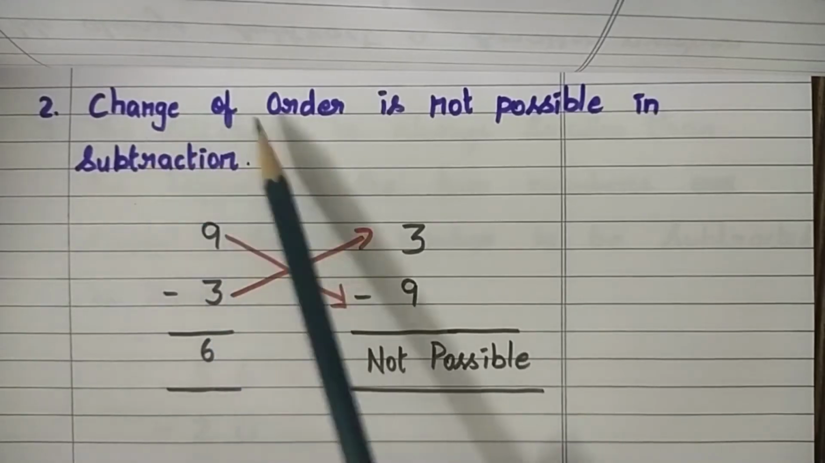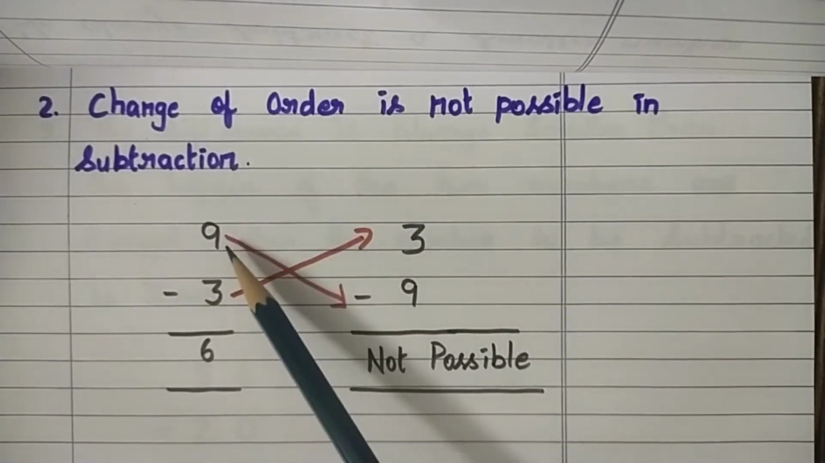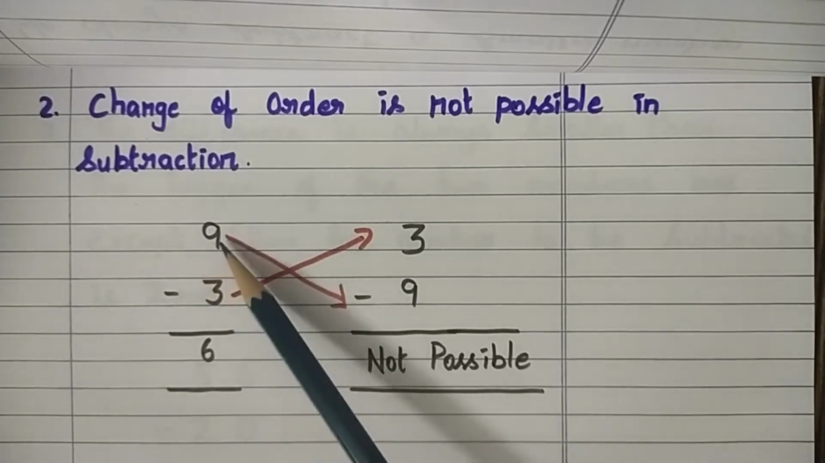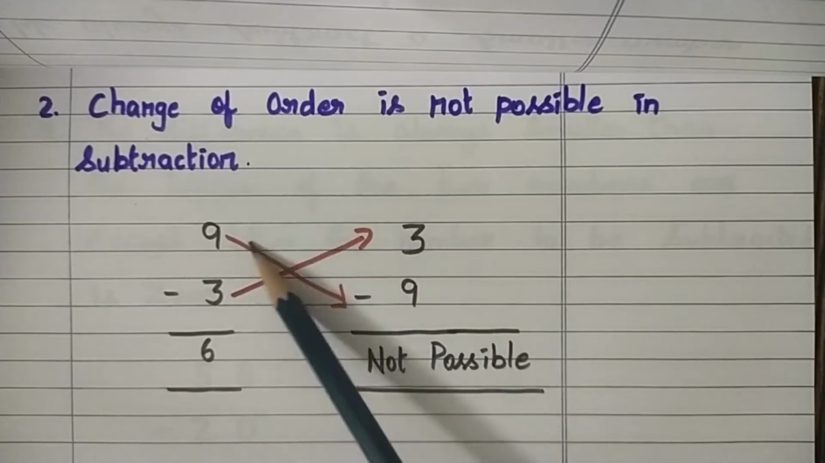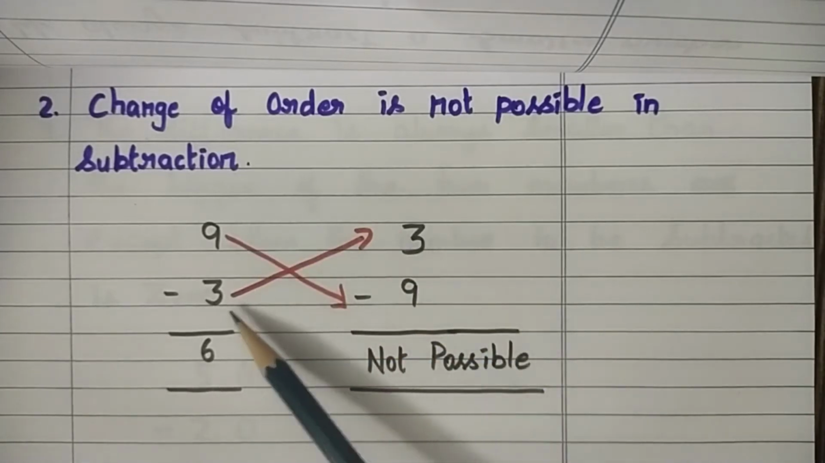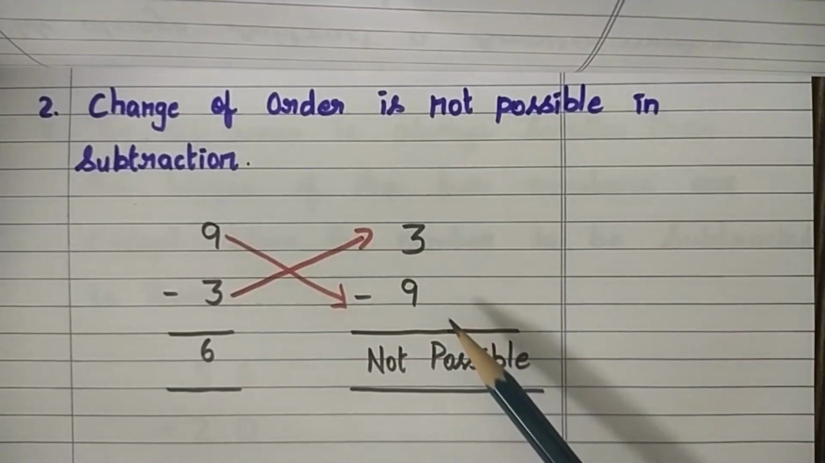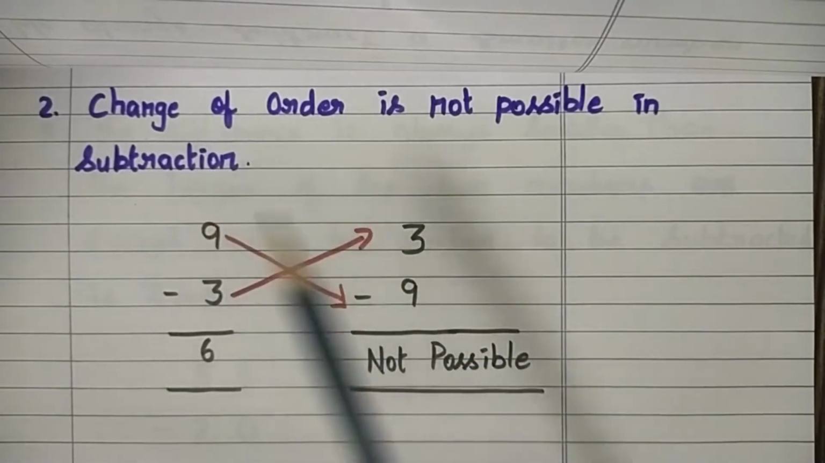Second point, change of order is not possible in subtraction. Children, see here, the minuend is 9 and the subtrahend is 3. From 9, if you take away the 3, you will get 6. If you change the order of minuend and subtrahend, it is not possible. From 3, you can't take away the 9. So, change of order is not possible in subtraction.